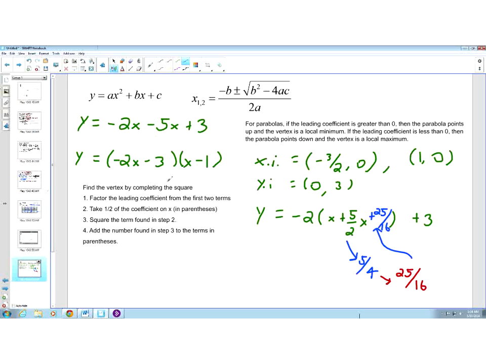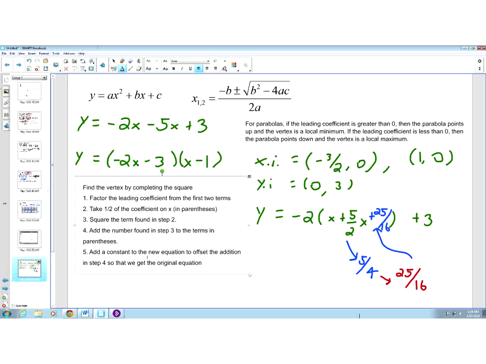Now, when we add 25/16 to the term in parentheses, we notice that we have changed the equation so that now this new equation is no longer the original parabola. So that brings up step 5. Add a constant to the new equation to offset the addition in step 4 so that we get the original equation.